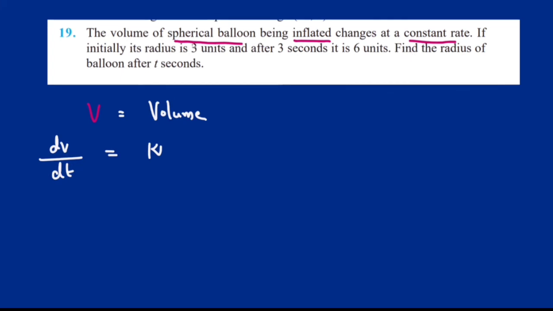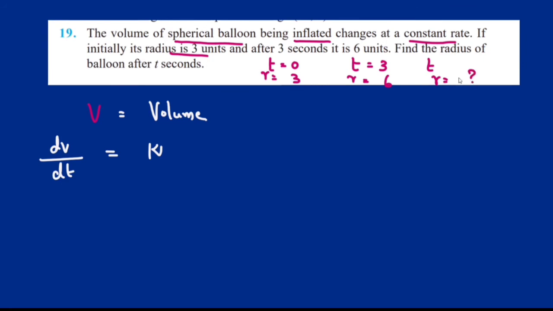Now, if its radius is 3 initially, write the timeline, that is when t is 0, the radius is 3. After 3 seconds, that is when t is 3, the radius is 6. Find the radius of the balloon at time t, that is when the time is t, what is the radius? The answer will be in terms of t itself. So that is the question.